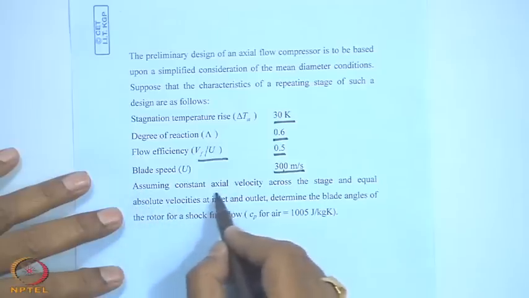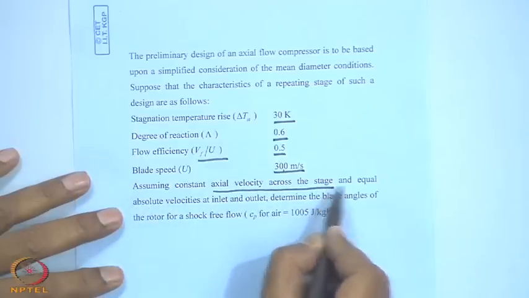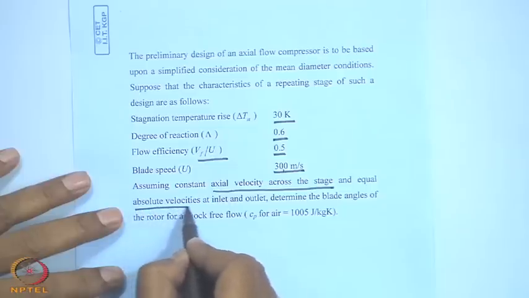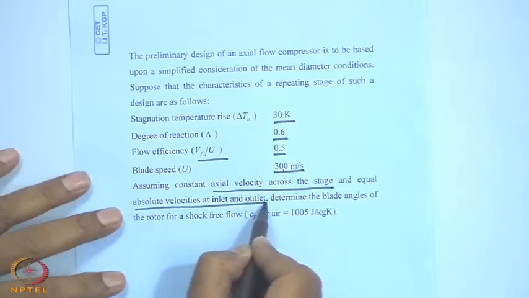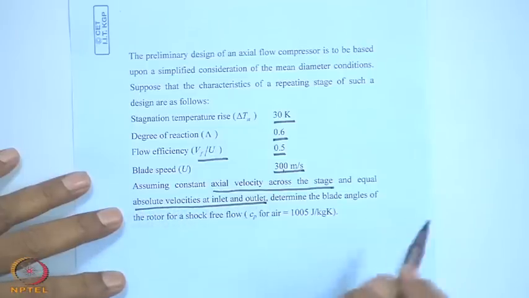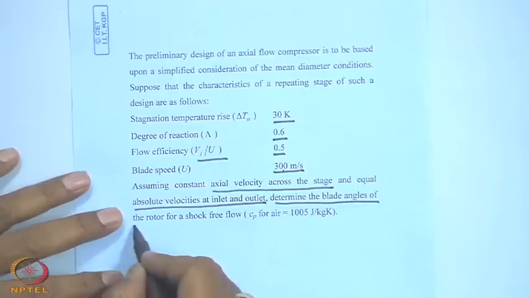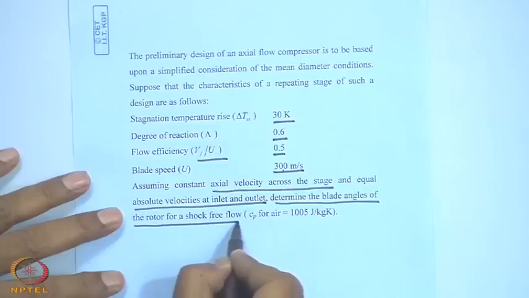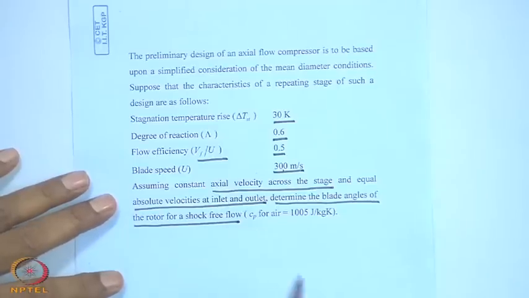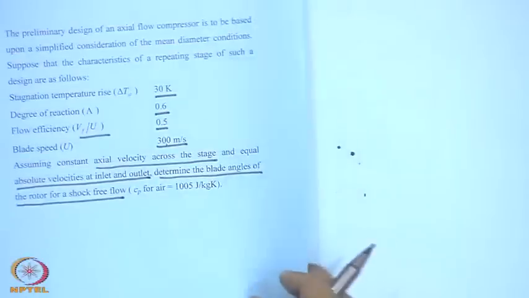Assuming constant axial velocity across the stage and equal absolute velocities at inlet and outlet, that means V1 is equal to V3, that we have already done. Determine the blade angles of the rotor for a shock-free flow. That means there is no incident loss. So, how to work out this problem?